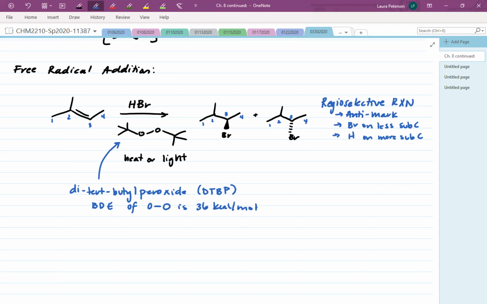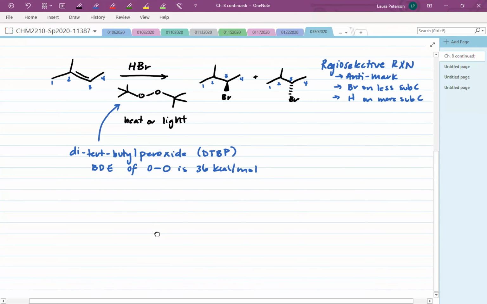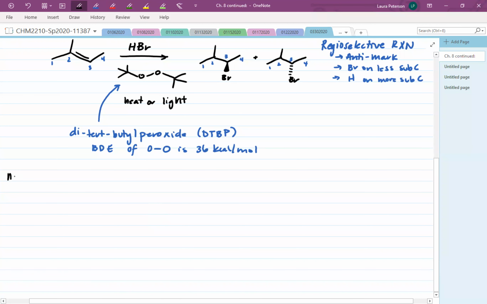What we're going to look at next is, once we've made this oxygen radical in the initiation step, how is that going to shuttle this alkene into this anti-Markovnikov reaction? So let's look at the mechanism. We'll look at this example molecule for our mechanism. This is going to be a free radical chain mechanism. What are the three general steps of a free radical chain mechanism?